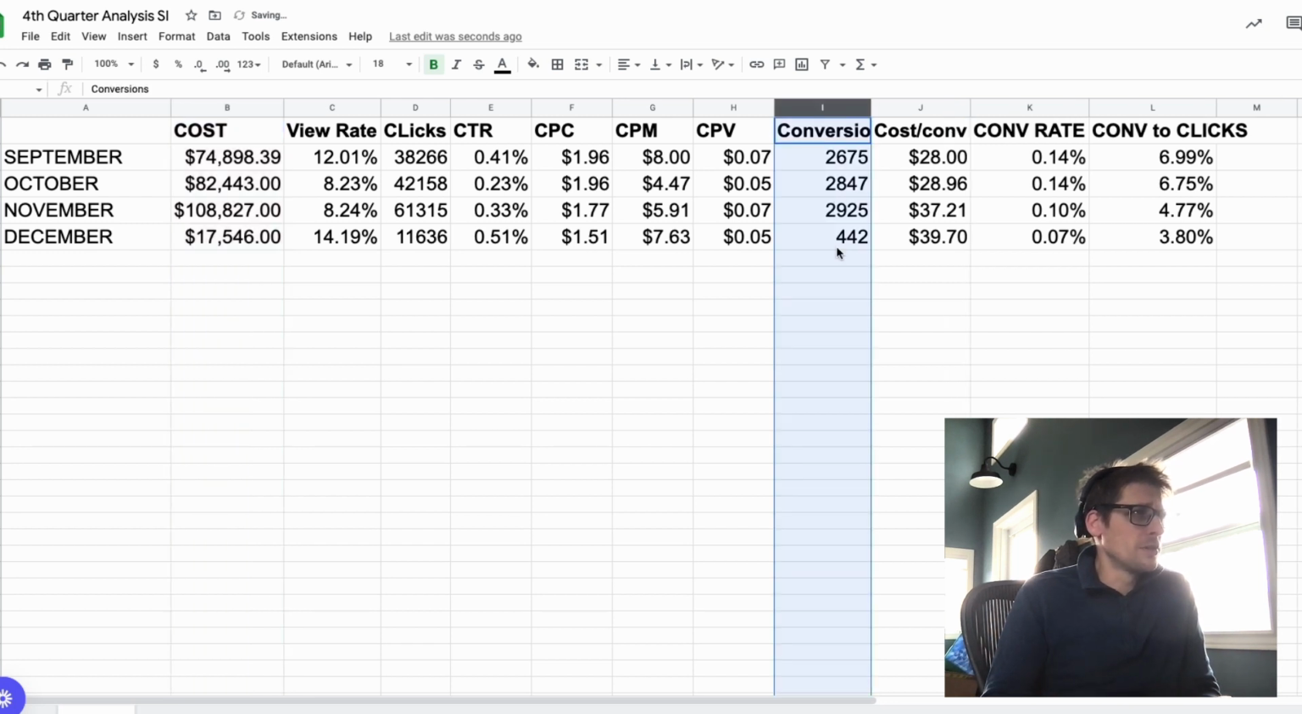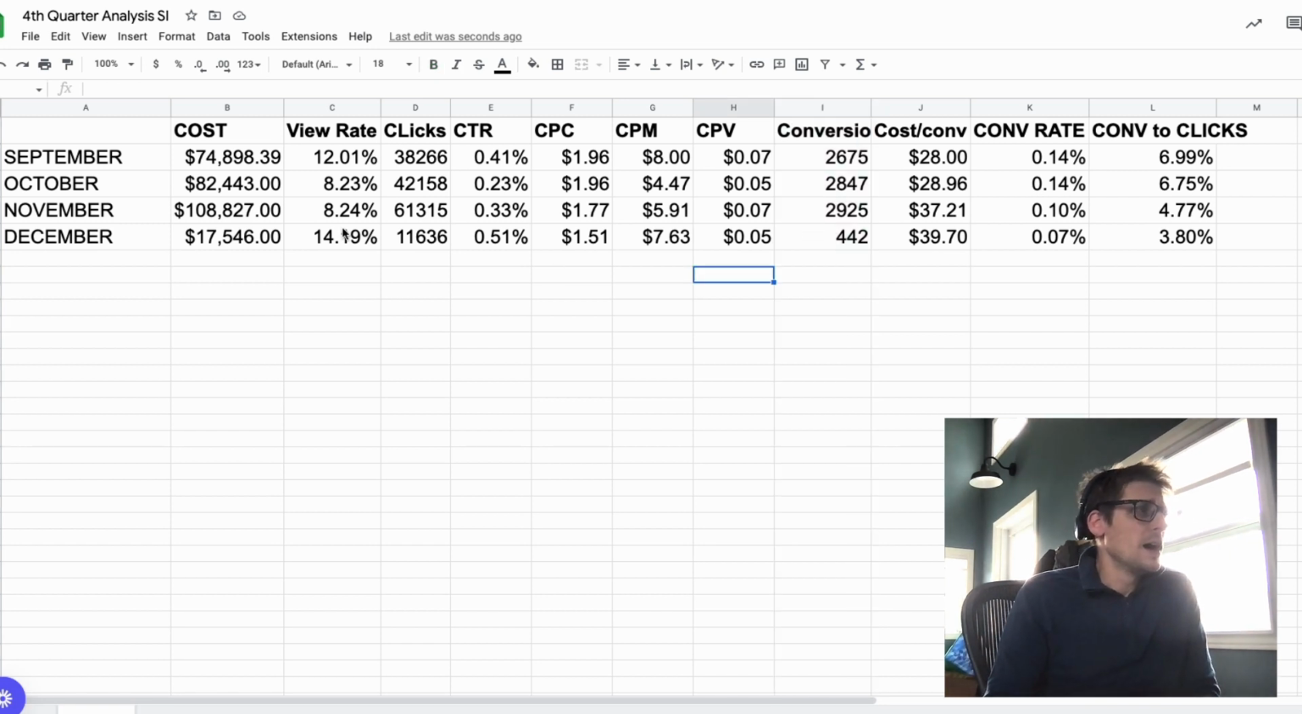So these are the number of leads generated per month in this account. You can see CPV stands for cost per view. CPM is cost per 1,000 impressions. Then our cost per click, our click-through rate, our number of clicks, the view rate on those ads, and the spend in those different months. This goes all the way back to September, and it only considers up to December 5th. Right now we're on December 6th, but I don't have a complete day yet.